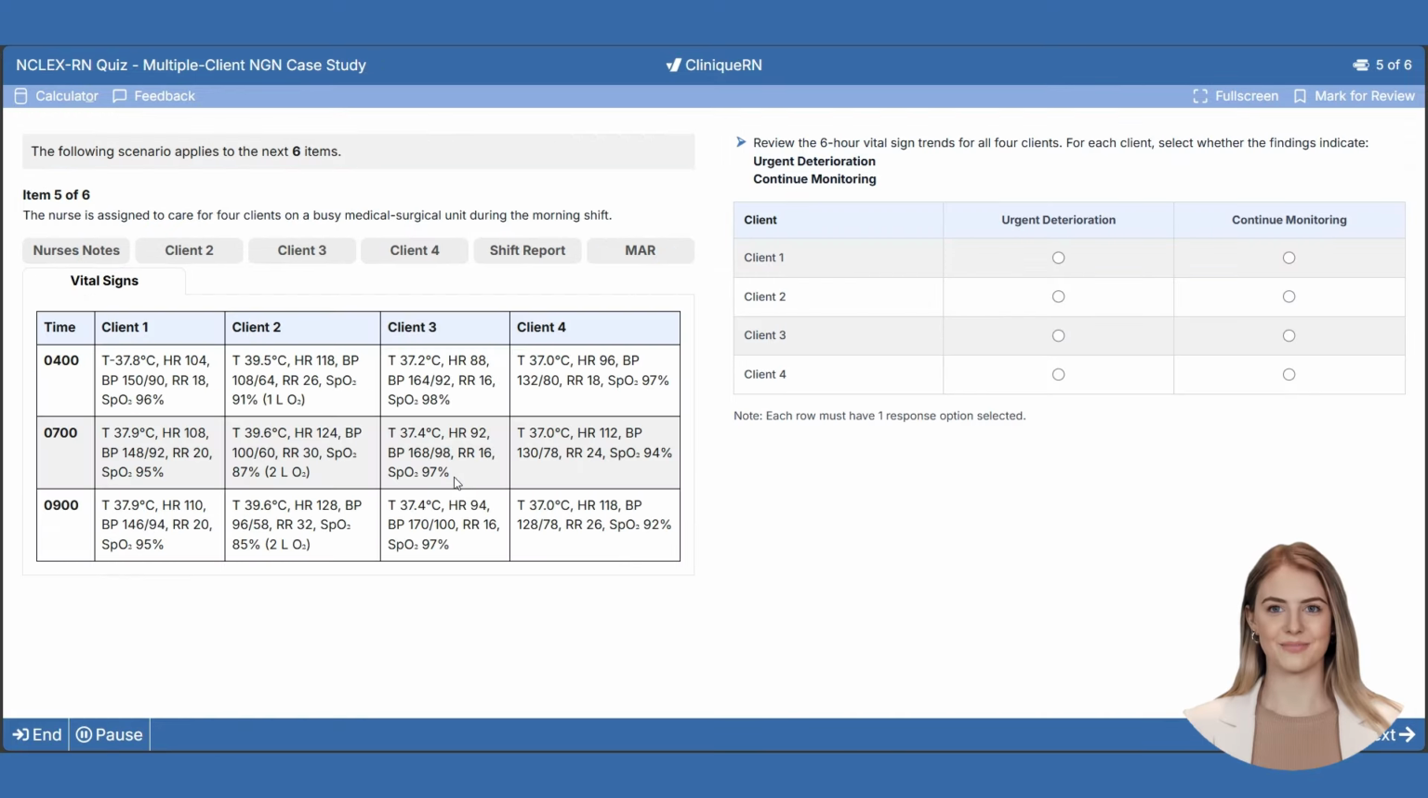Scenario 5. Now, let's look at the vital signs. Time, 0400. Client 1, temperature 37.8 degrees Celsius, heart rate 104, blood pressure 150/90, respiratory rate 18, peripheral capillary oxygen saturation 96%. Client 2, temperature 39.5 degrees Celsius, heart rate 118, blood pressure 108/64, respiratory rate 26, peripheral capillary oxygen saturation 91%, 1 liter oxygen.